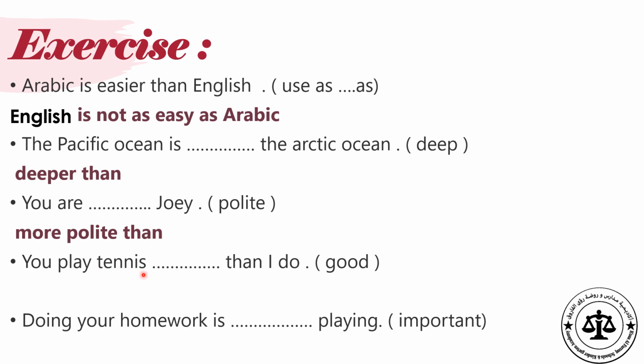You play tennis than I do. We have good. Remember the exception of the rule. Good, excellent. In comparative, we use better. You play tennis better than I do. Doing your homework is what playing. We have the adjective important. Important is, excellent, a long adjective, so we use more important than playing.